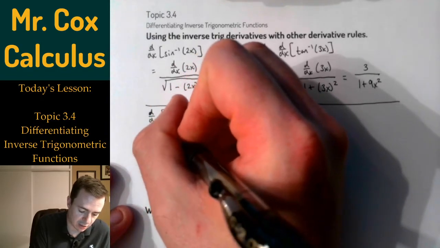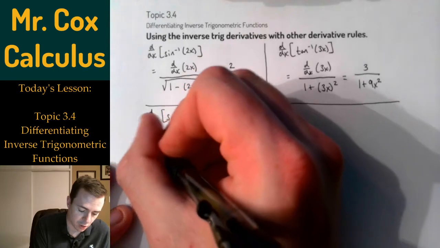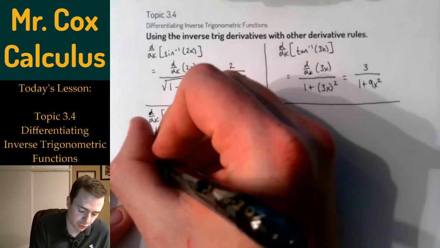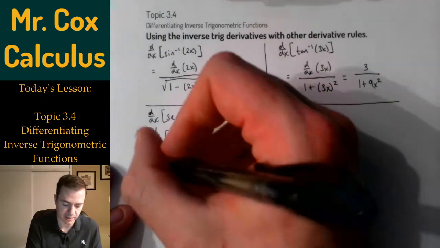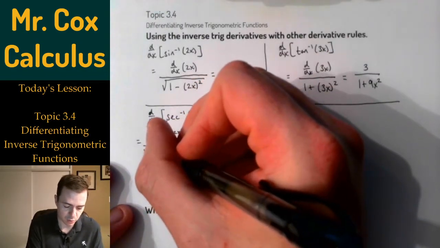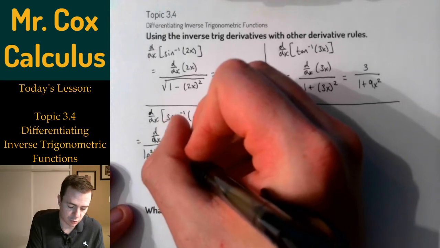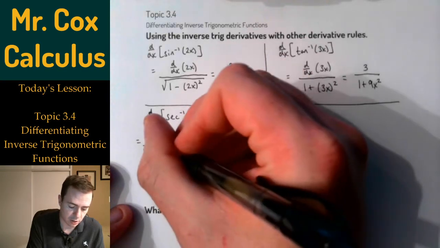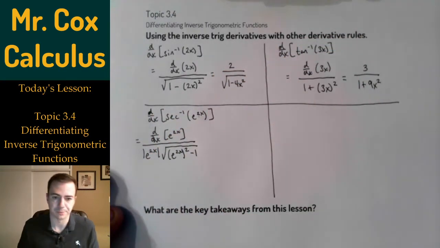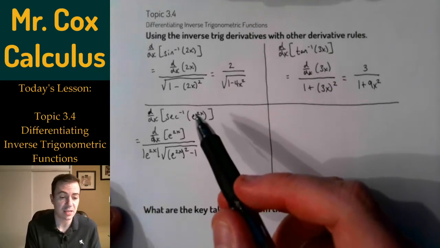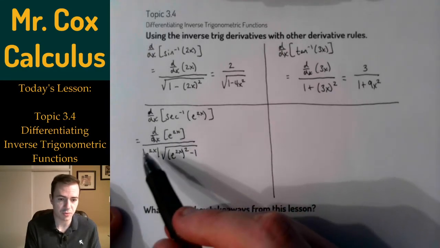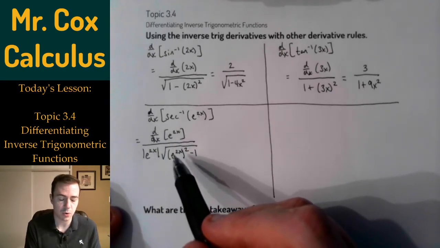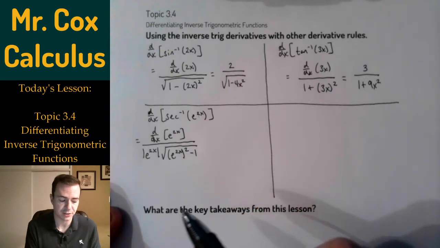of e to the 2x over the absolute value of u, which is e to the 2x, times the square root of e to the 2x quantity squared minus 1. And so that's where I'm at right now. Again, if you understand that e to the 2x is u, here's u prime, here's the absolute value of u, square root of u squared minus 1.